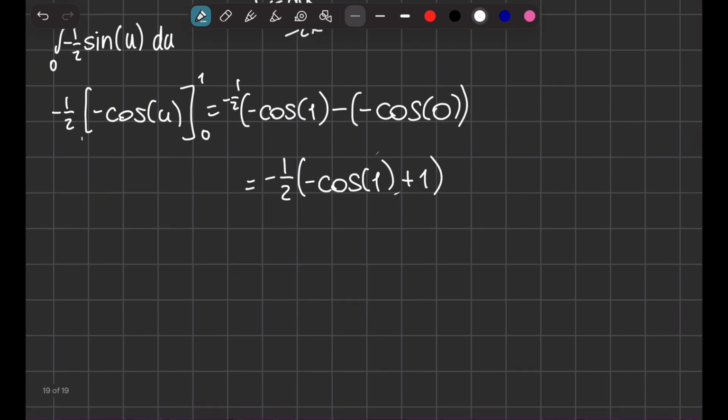Now let's factorize this. Let's put the minus inside, getting this cosine 1 minus 1. So thank you for watching, and this is our answer for this exercise.